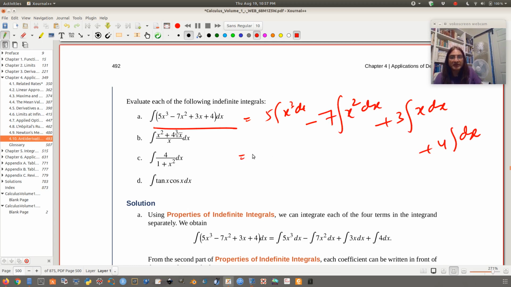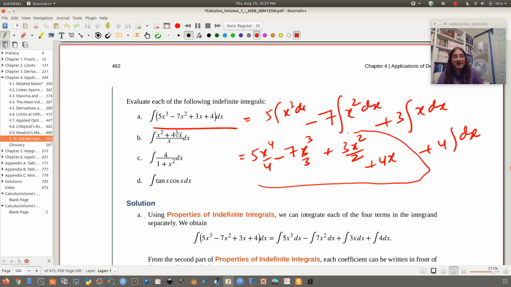So x cubed will give 5x to the 4 over 4, minus 7x cubed over 3, plus 3x squared over 2, plus 4x. This is the integral of a constant, 1. The derivative of x is 1. Right? Okay. And it is 4x. So here is the answer. We did each one separately, because just like differentiation, the integral, or antiderivative, or indefinite integral, is also linear.